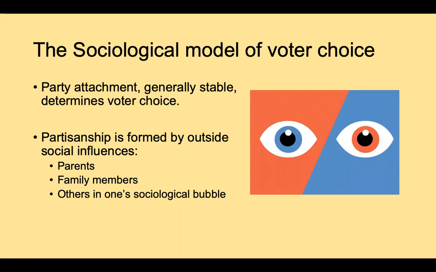And here in the US context, where the sociological model emerged and was popularized, partisanship was often understood as formed by outside social influences like your parents, your family members, the other people in your sociological circle, or maybe people at church if you attend church, or people in your neighborhood who you're close with and who might often share other values with you or belong to other groups that you also belong to, and so on and so forth. And for all these reasons, because of the stability of parental and family and sociological influences, partisanship was viewed as relatively enduring and stable as well.